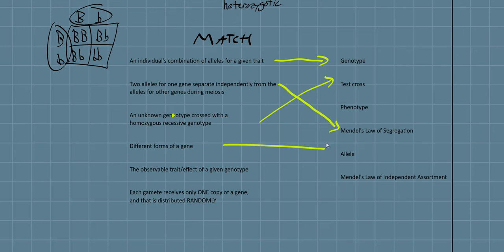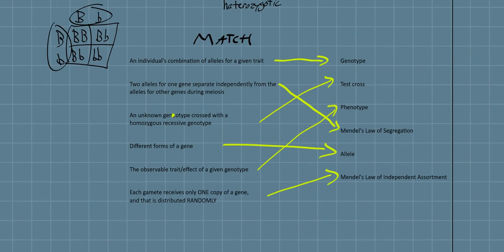Different forms of a gene are just called alleles. The observable trait or effect of a given genotype is called the phenotype. And each gamete receives only one copy of a gene that's distributed randomly. That's the law of independent assortment.